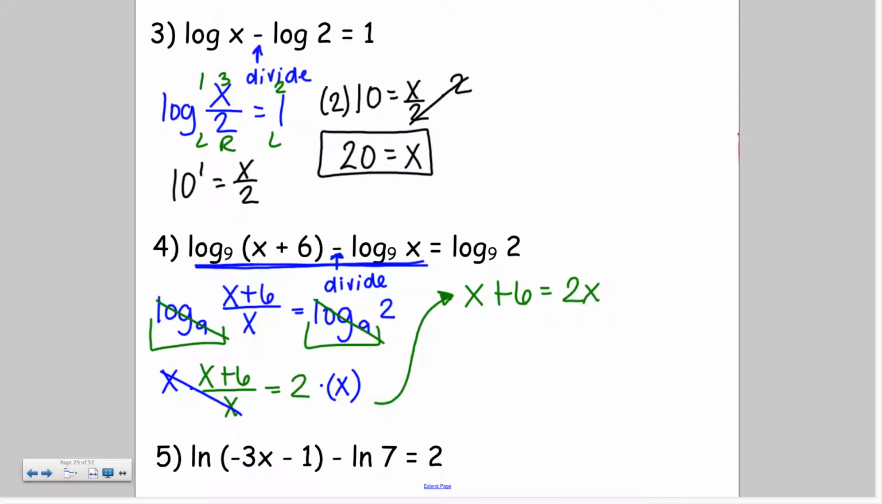All right, now I'm just going to solve out for x. I need to get the x's on the same side, so subtract x from both sides. x minus x is 0. Bring that 6 down, and it is equal to 2x minus x, which is x. So x is equal to 6. And that one is finished.